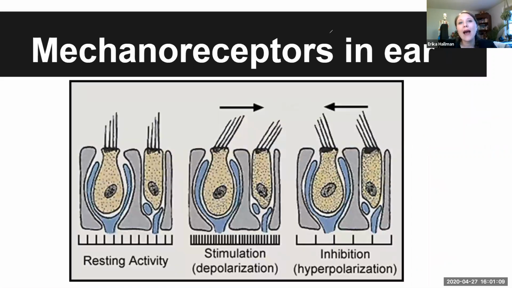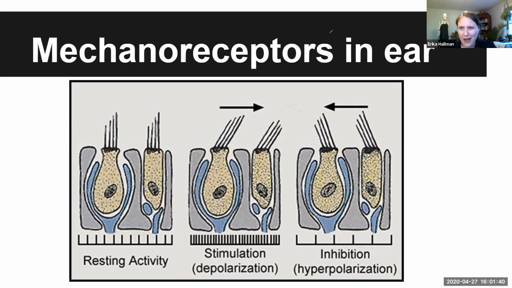Okay, so how do those mechanical receptors actually work? I'm talking about the ones in the ear, sorry. The mechanoreceptors in the ear work similar to the ones that help with touch, in that whenever the mechanoreceptors are triggered by either touch or vibration or by heat or pain, those receptors will send that signal to the central nervous system.